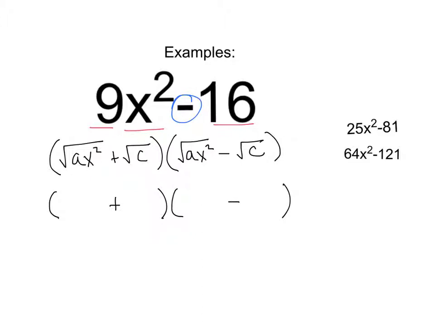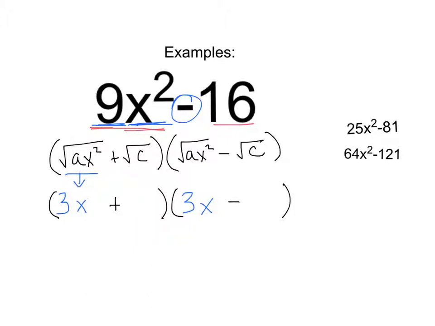So, what is the square root of ax squared? Well, our a term is 9x squared. Let's break it down even further and just look at our coefficient of 9. What's the square root of 9? Well, that's 3. Let's look at our variable. So we have x squared. We talked about the square root of x squared is simply x. So there we go. The square root of ax squared is just 3x in this case.